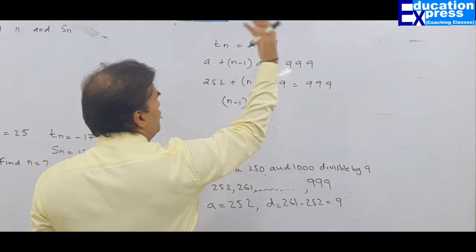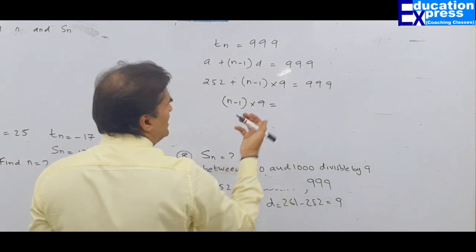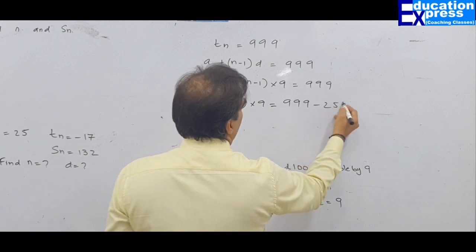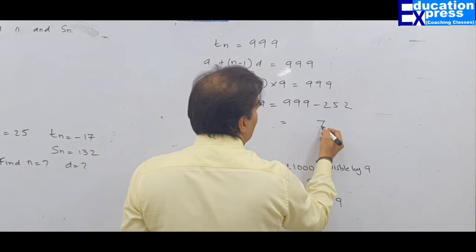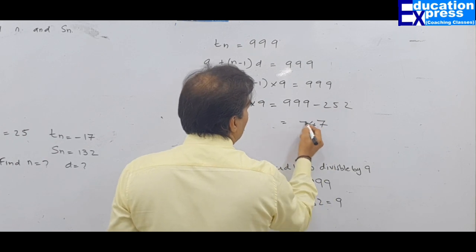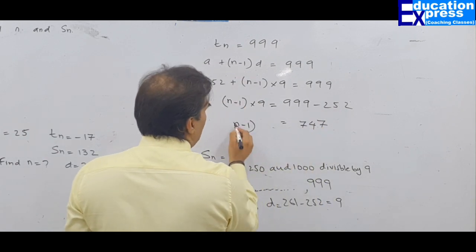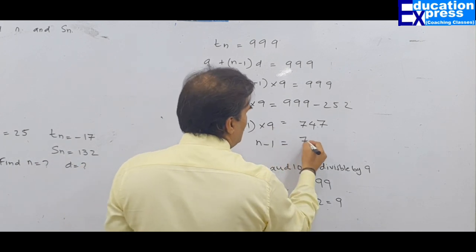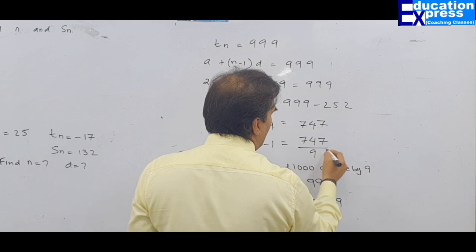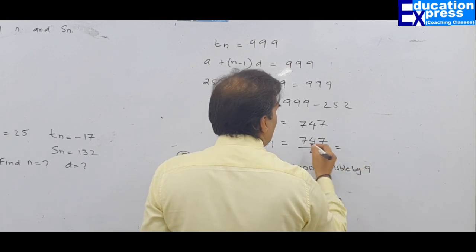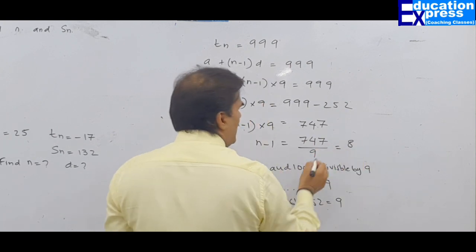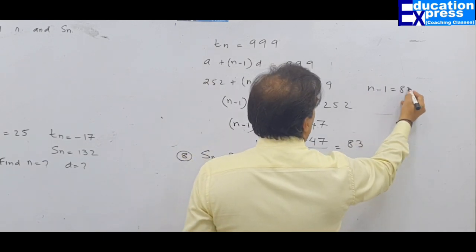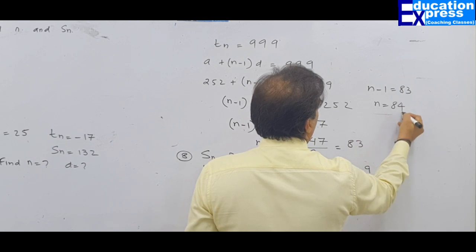This 252 we have to shift to the other side. Please do not cancel this operation, it will be absolutely wrong. So 999 minus 252. How much do we get? 747. N minus 1 into 9 is 747. So N minus 1 would be 747 divided by 9. 9 8s are 72. We are left with 27. 9 3s are 27. So N minus 1 equals 83 and N is going to be 84.